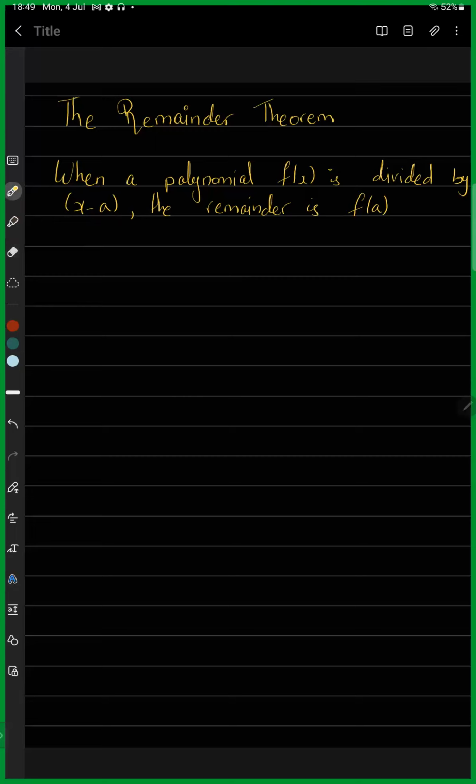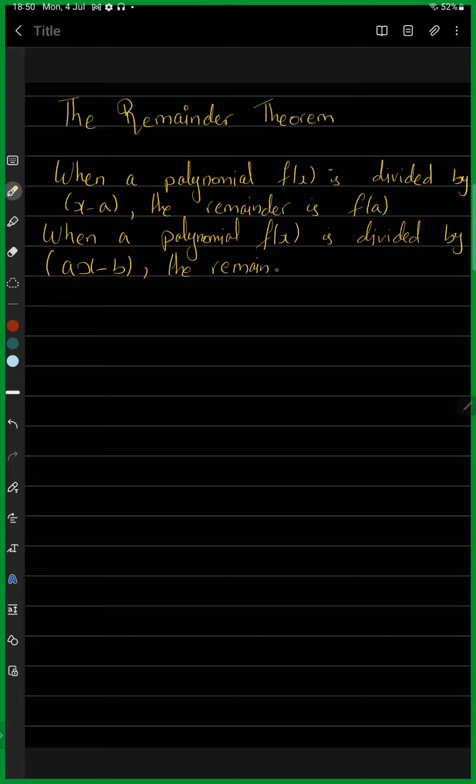All right. And the next part of the theorem is when a polynomial f of x is divided by ax minus b, the remainder is f of b by a. Okay, so what do you need to understand?